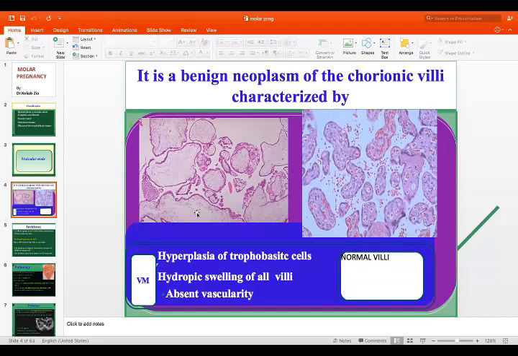vascularity. So this is a histopathological slide showing vesicular mole, and this is normal villi. As you can see over here, there is hypertrophic swelling of the villi, absent vessels, no vasculature, and there is hyperplasia of the trophoblastic cells.